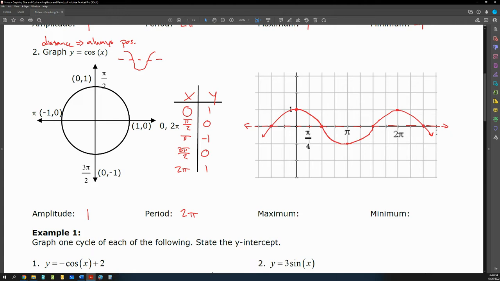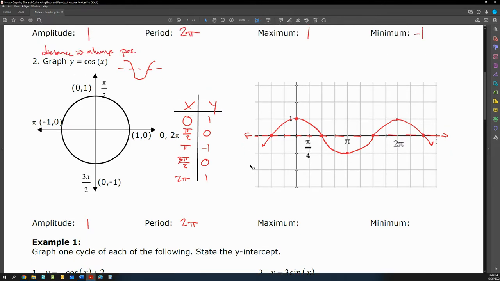Notice the difference between the sine. Sine starts and ends at midline, and the cosine, positive cosine, starts and ends at the maximum. Okay. Period is 2 pi for both sine and cosine. Max and min are the same. We have a maximum of 1 and a minimum of -1.